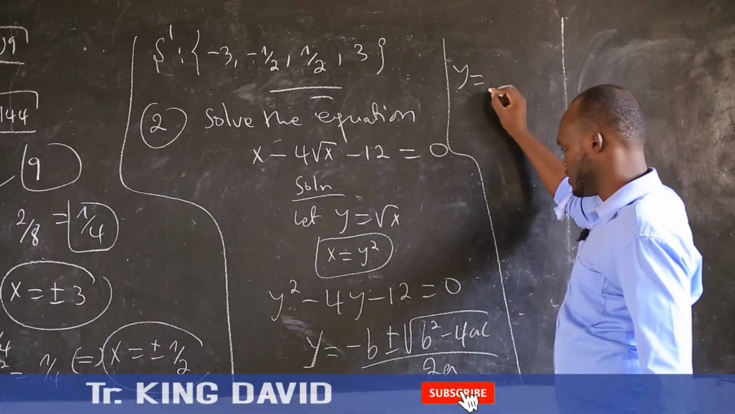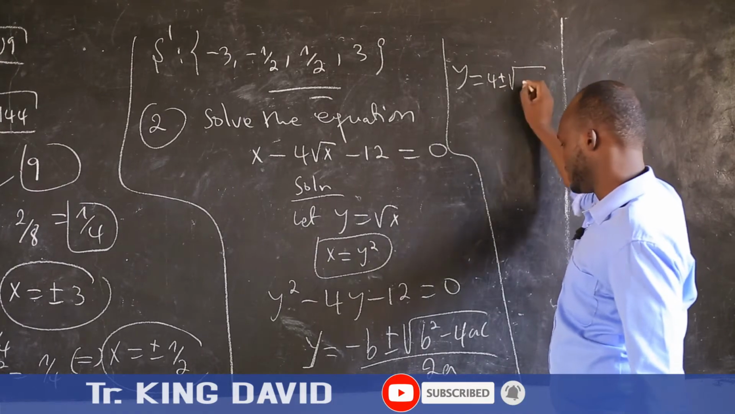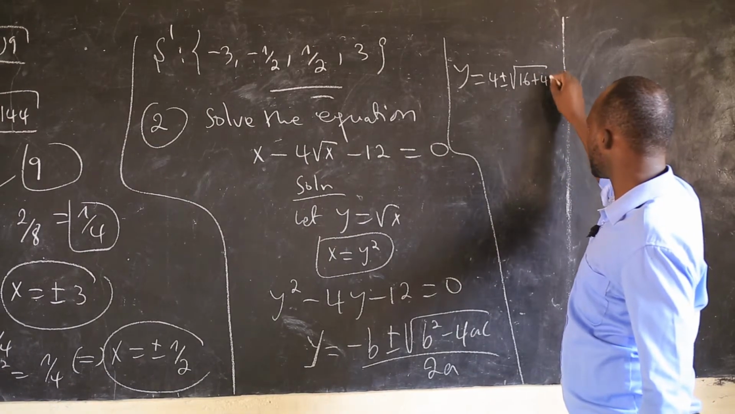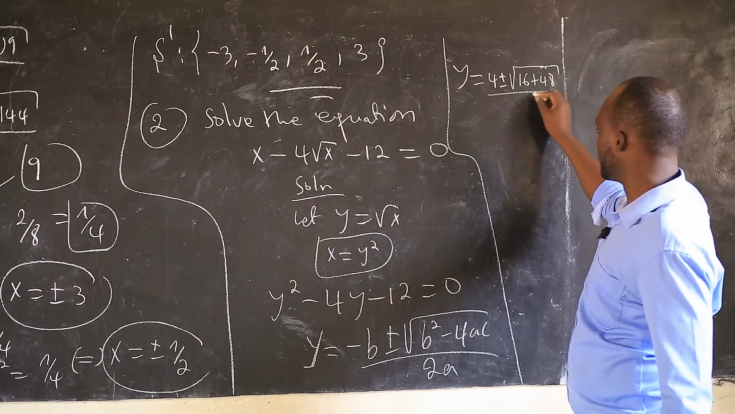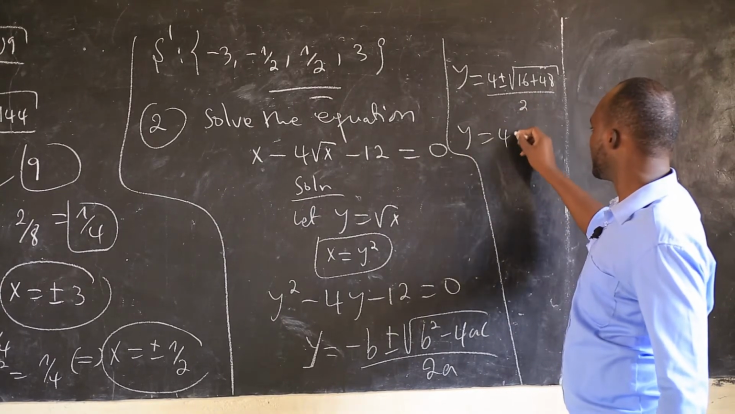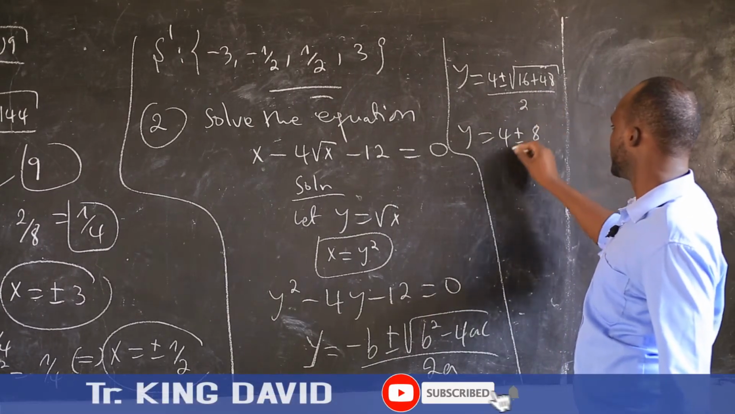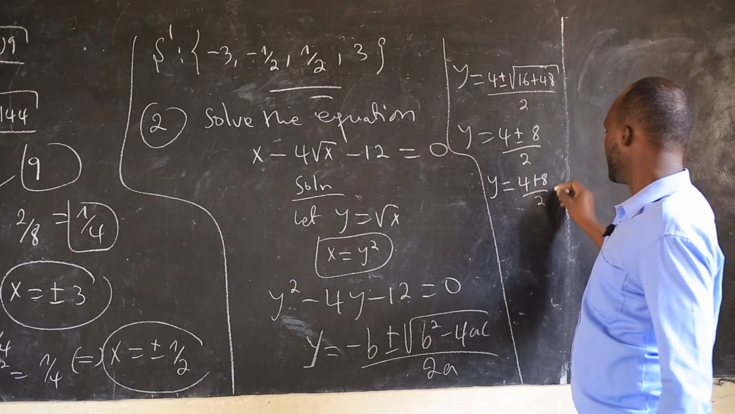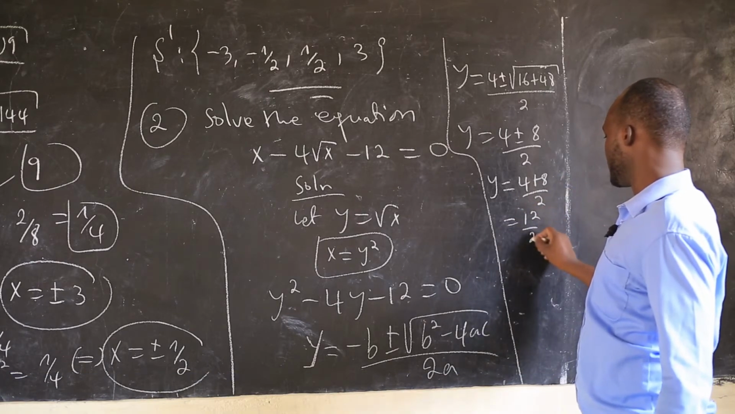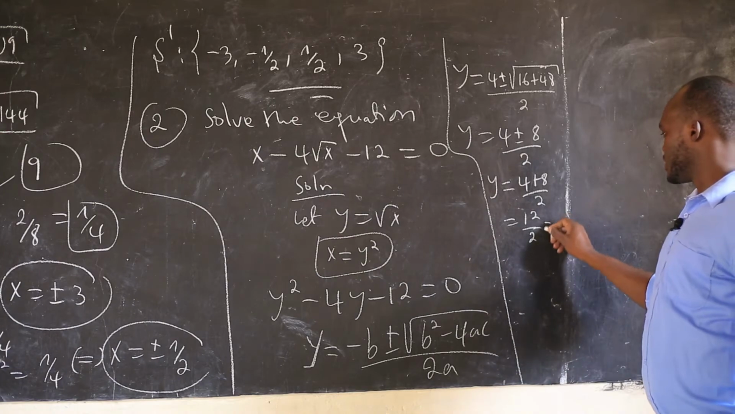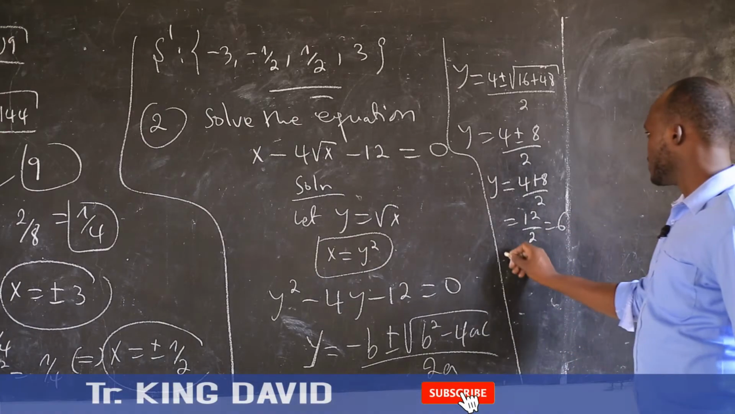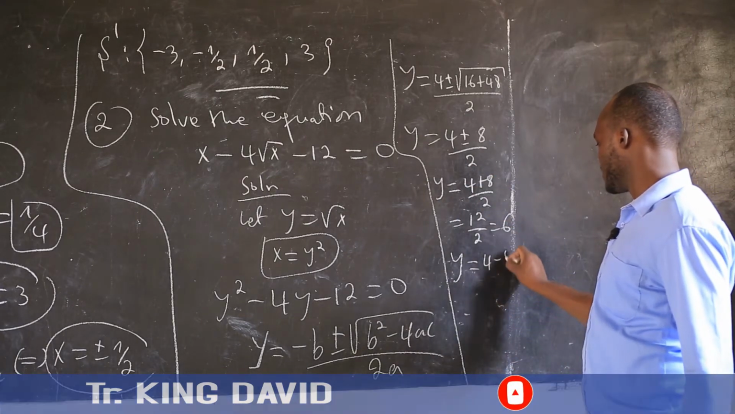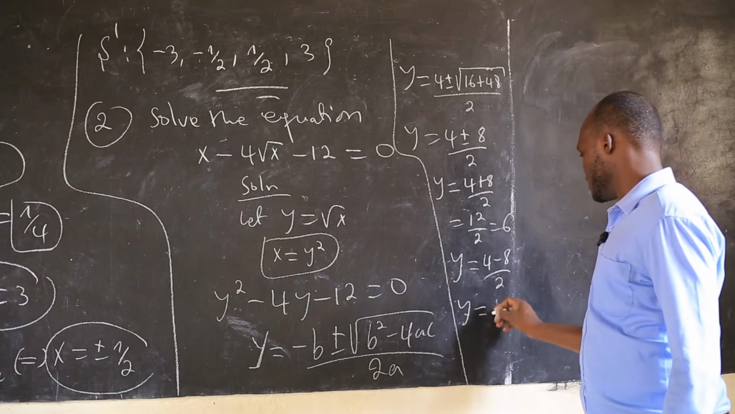So then our y will be equal to 4 plus or minus the square root of b squared, which is 16 plus 48, divided by 2. So y will be equal to 4 plus or minus, this is 64, which is 8, over 2. So y will be 4 plus 8 over 2, which is 12 over 2, which is 6. And the other y will be 4 minus 8 over 2. y will be negative 2.